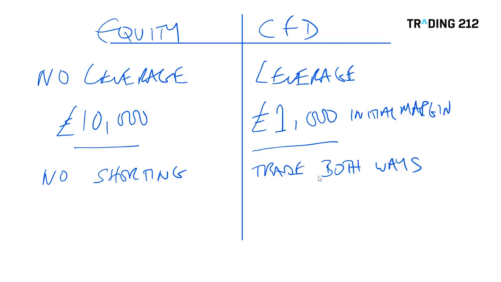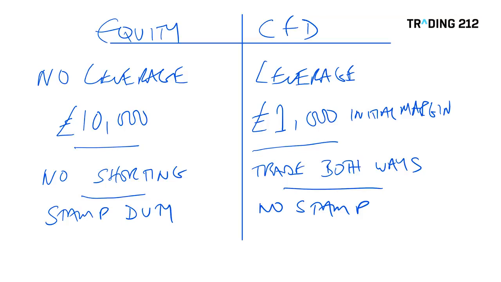So it's just as easy to put a trade on expecting the price of, let's say, Netflix to fall and profit from it, as it is if you thought the price of Microsoft was going to go up, so you're going to buy it first. So you can trade it in both directions using CFDs. You can't do that with individual equities.